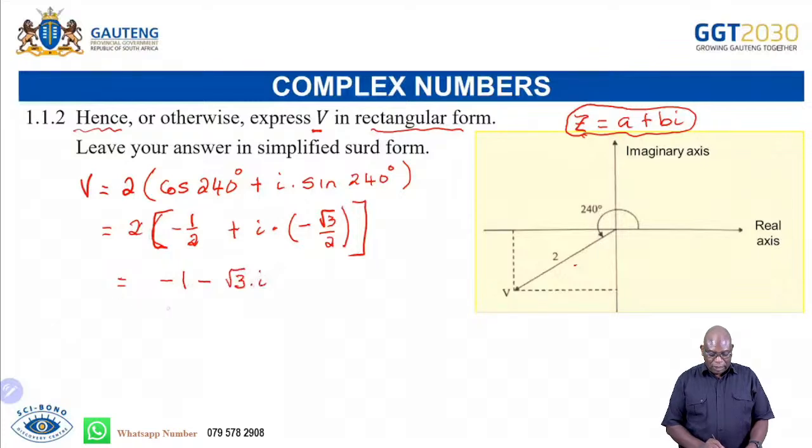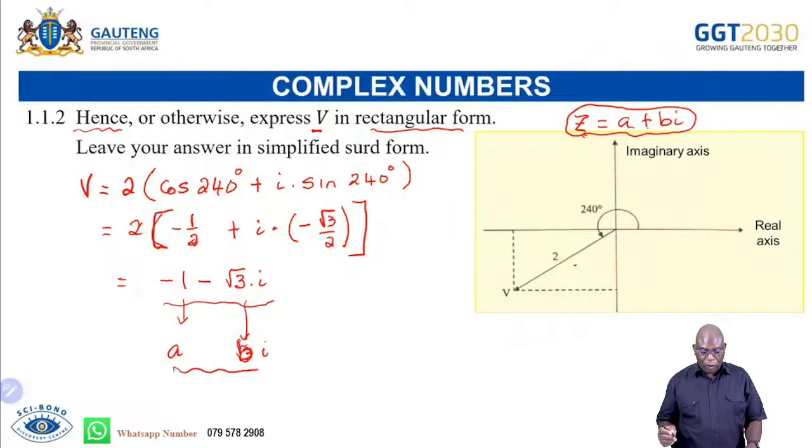So this is in rectangular form. A rectangular form is in that form A plus BI. You can see the value of A there will be negative 1, and the value of B there will be square root of 3. So this is B. And then we have our I, right? So this is in that form, which is a rectangular form. So you must know the difference between the rectangular form and the polar form. This one will be in polar form, that one will be in rectangular form. So we must know those two.